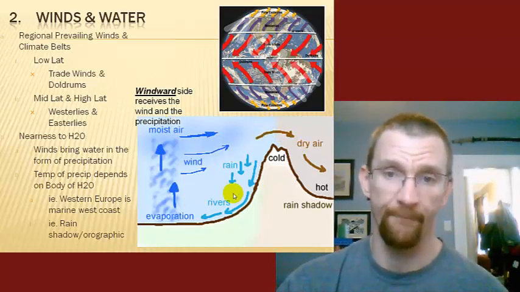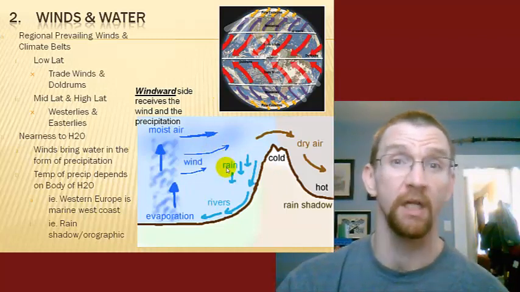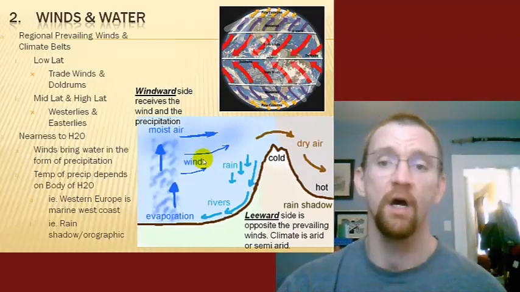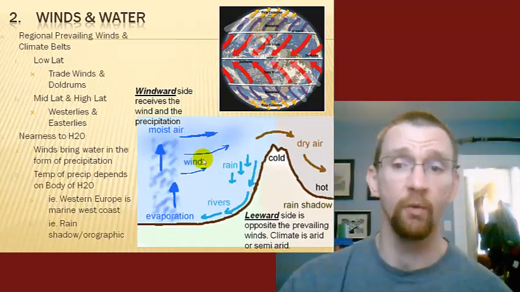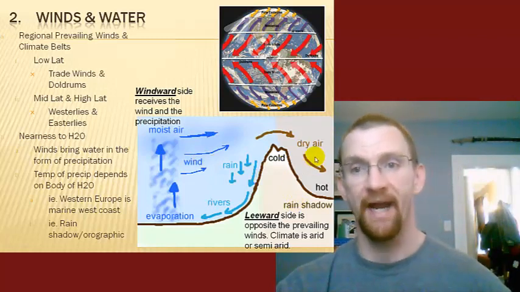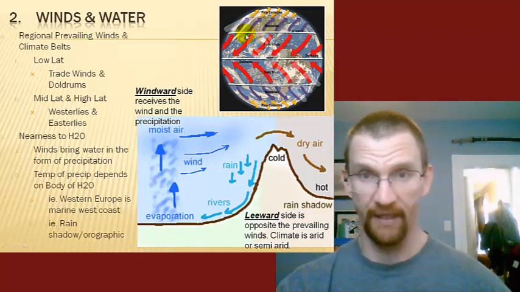That's the windward side. This side is moist, lush, gets lots of rain, and is really good a lot of times for growing crops. On the other side, that side is called the leeward side. The leeward side is opposite the wind, and the climate is usually arid, like in Nevada, or semi-arid, like up here in the Great Plains.